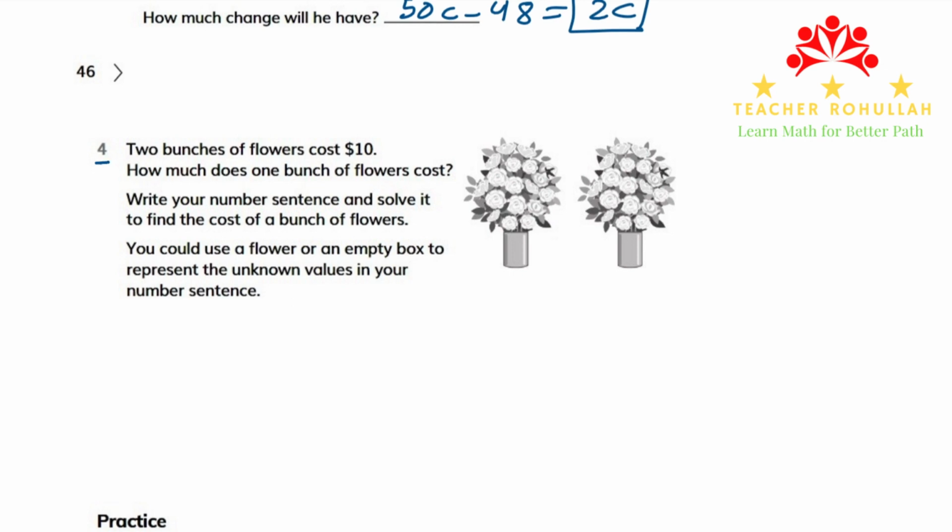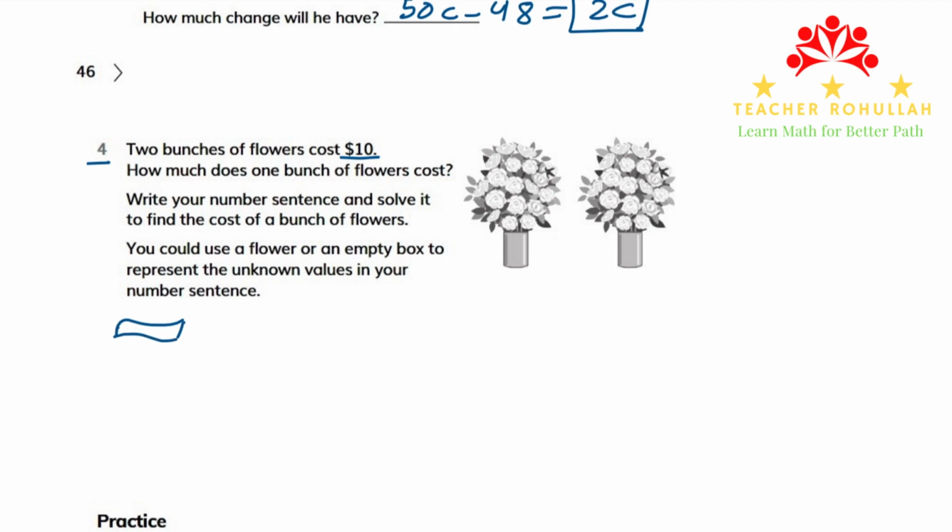In question number 4, it says, 2 bunches of flowers cost $10. How much does 1 bunch of the flower cost? Write your number sentence and solve it to find the cost of a bunch of flowers. You could use a flower or an empty box to represent the unknown values in your number sentence. So we can either use flowers or we can use maybe something like the dollar.